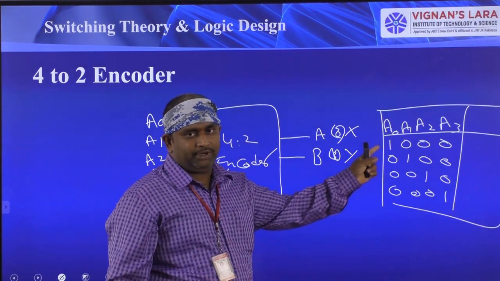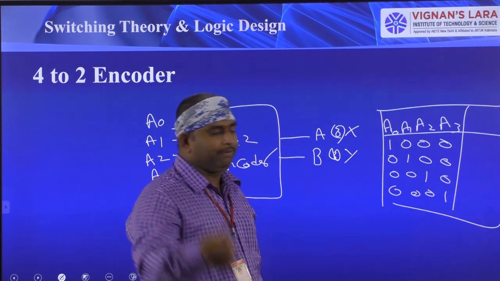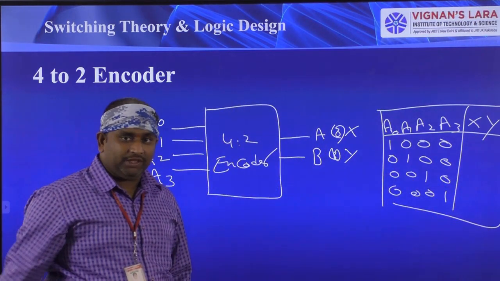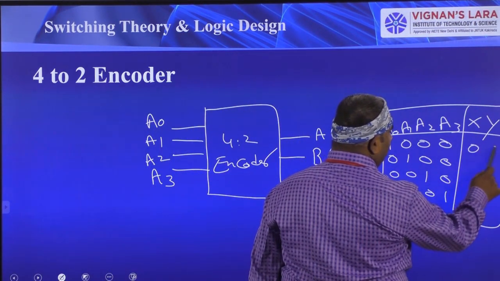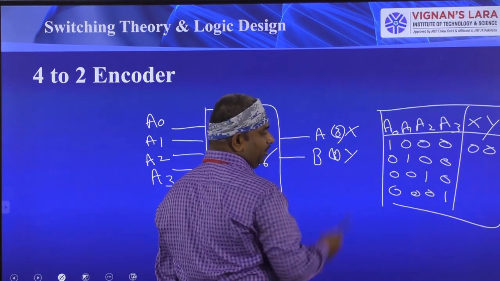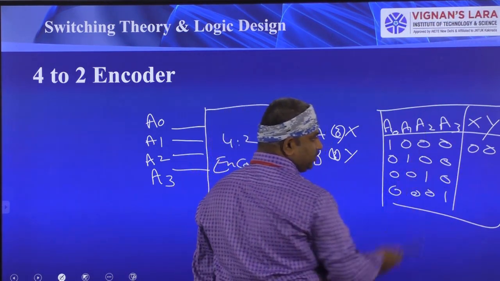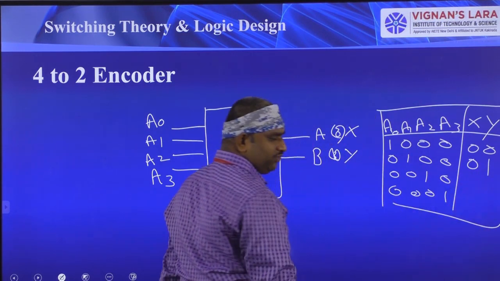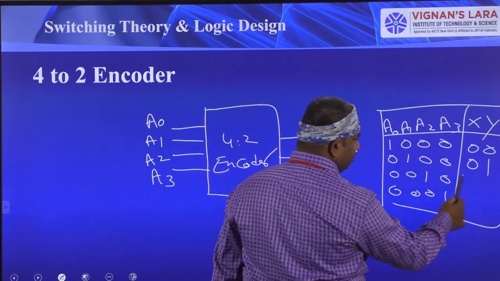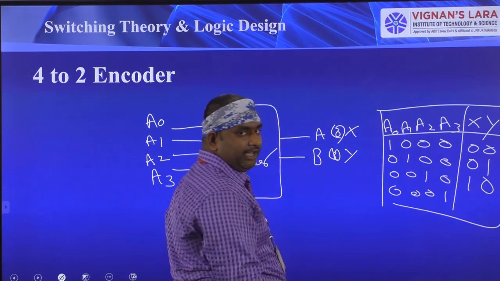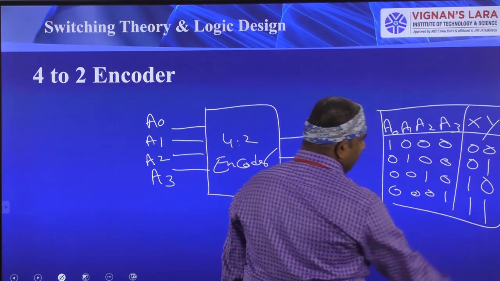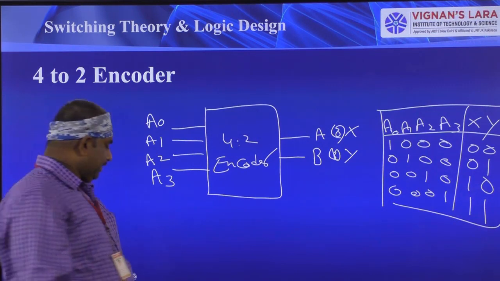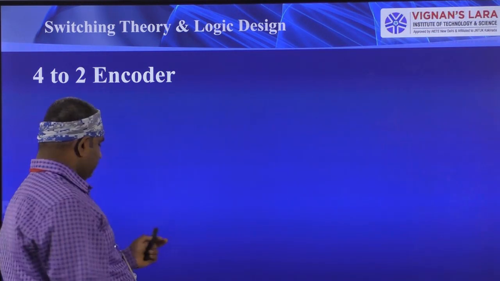Now each combination of input is representing a different pattern. For example, here I have X and Y outputs, and these X and Y are representing each combination. If A0 is equal to 1, then XY is 0, 0. If A1 is equal to 1, then XY is 0, 1. If A2 is equal to 1, then I am representing XY as 1, 0. If A3 is equal to 1, then XY is 1, 1. Okay, right. Now see here.